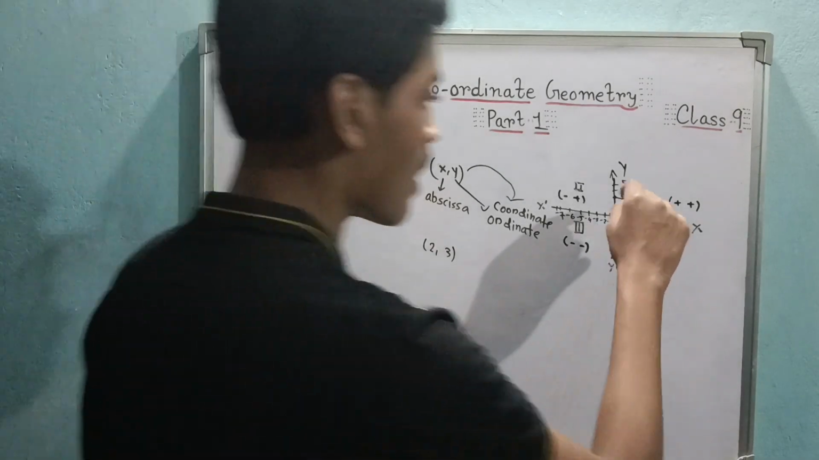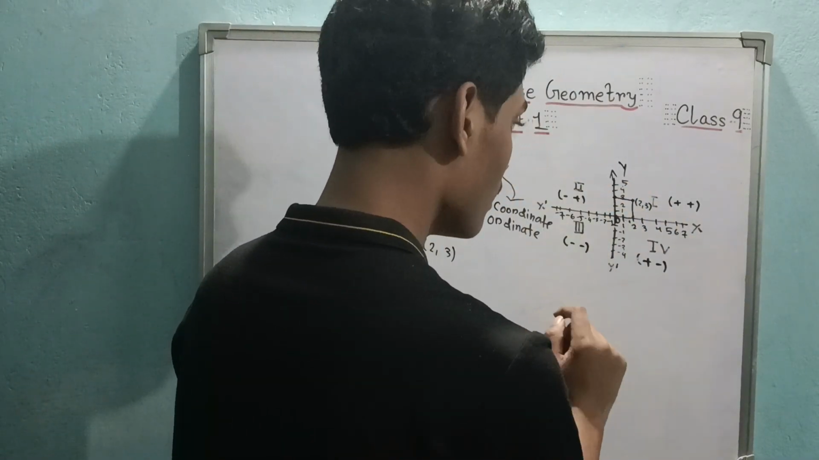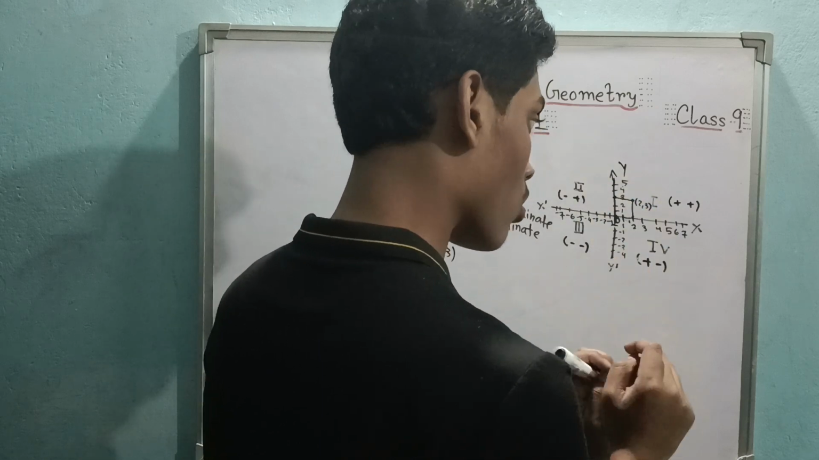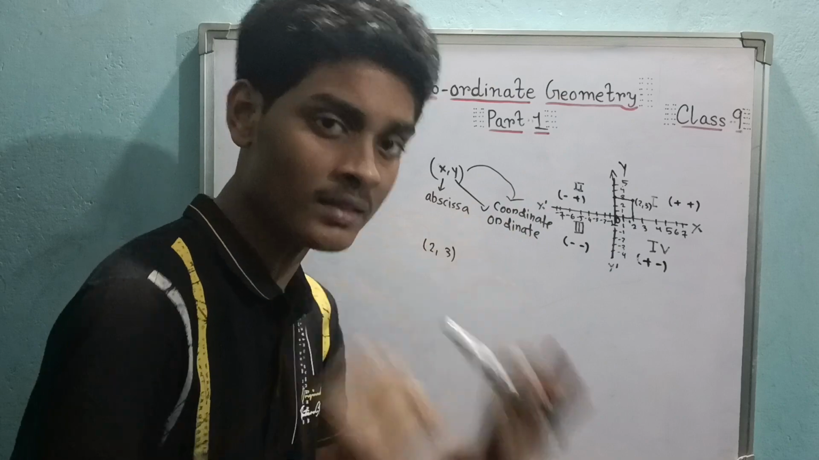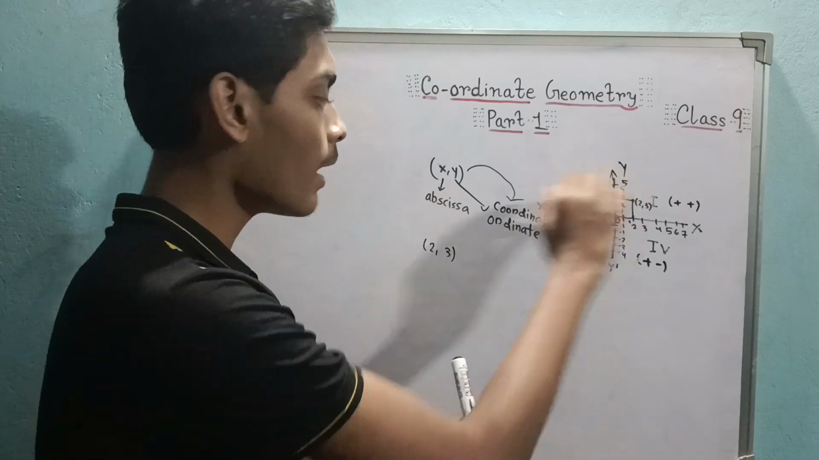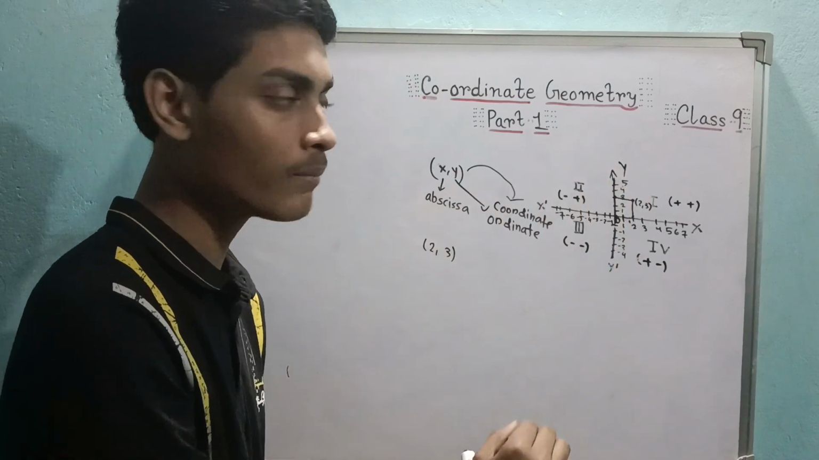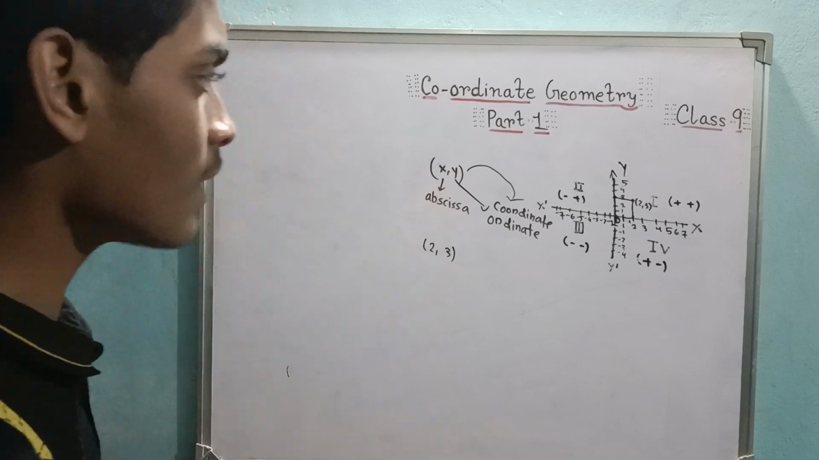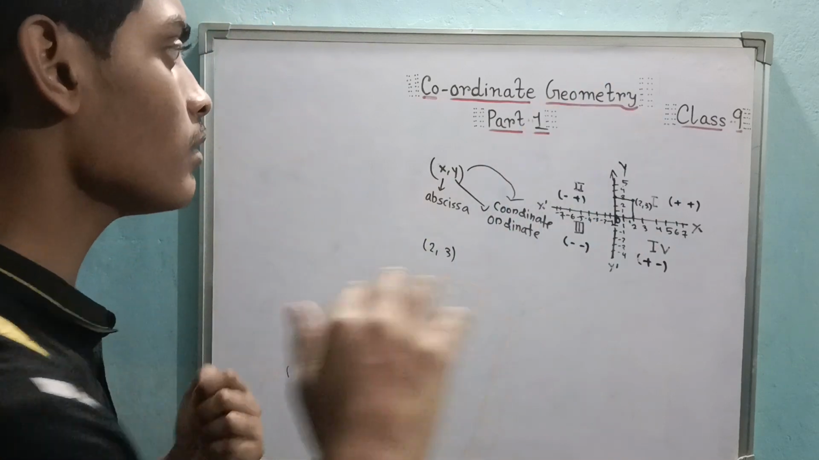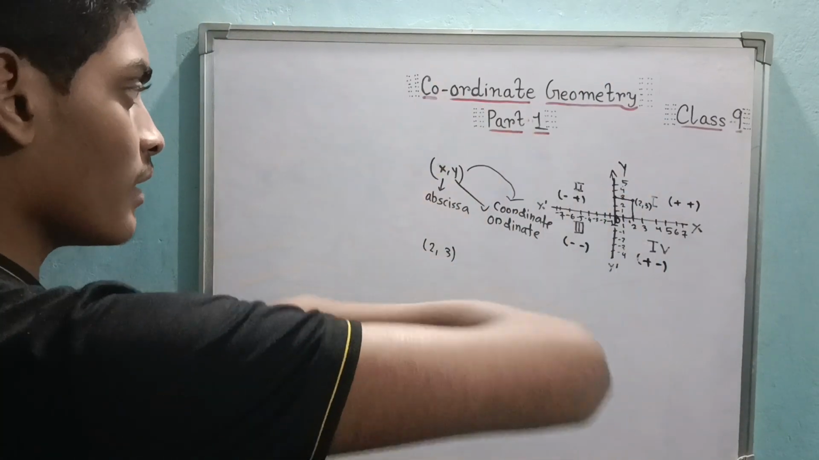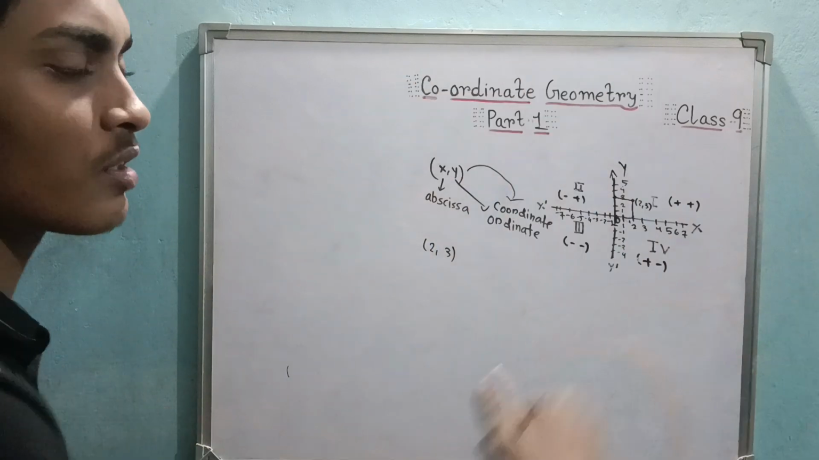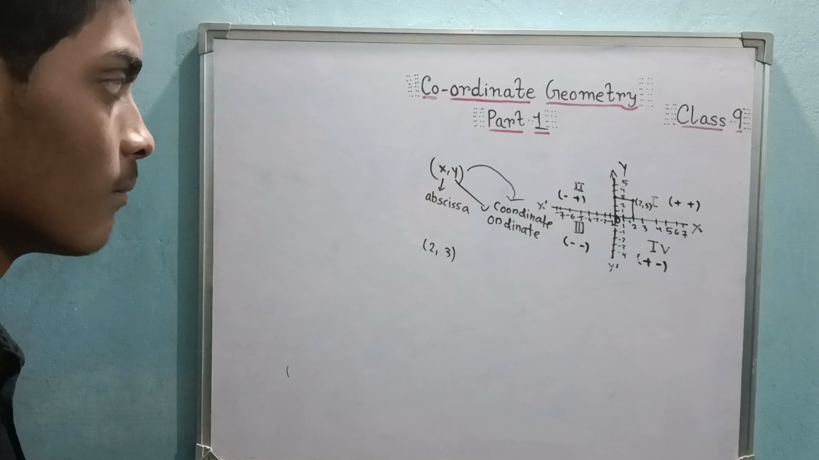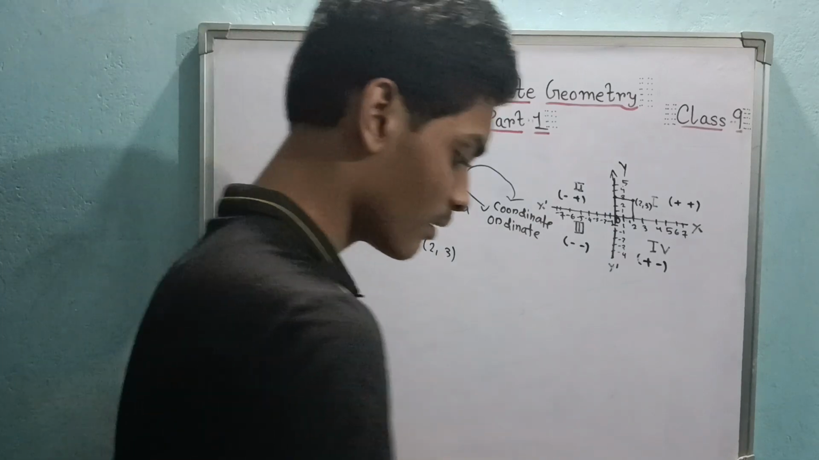You have to first mark the point on the x-axis, the abscissa, then mark the point on the y-axis, the ordinate. Then the point where these two points intersect, that is the actual coordinate. Just remember this, and remember the signs. First quadrant positive positive, second quadrant negative positive, third quadrant negative negative, fourth quadrant positive negative. It's a simple pattern, so we'll remember this.